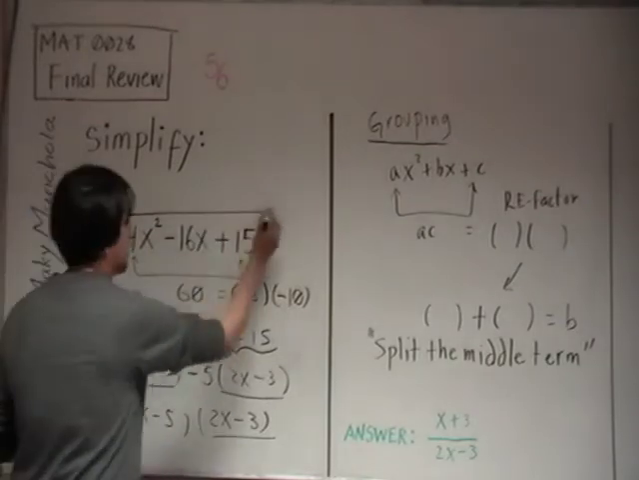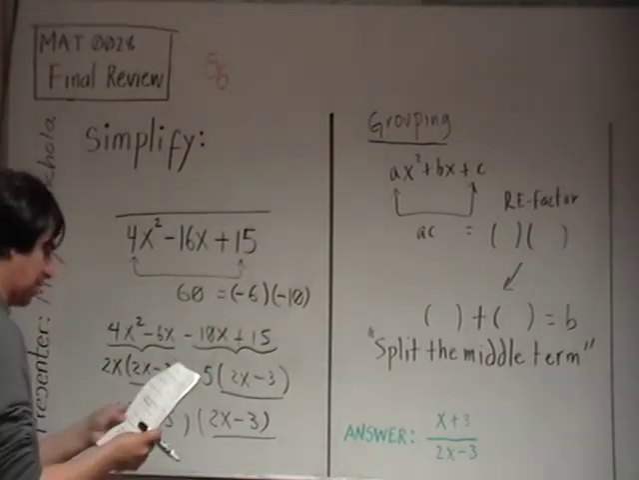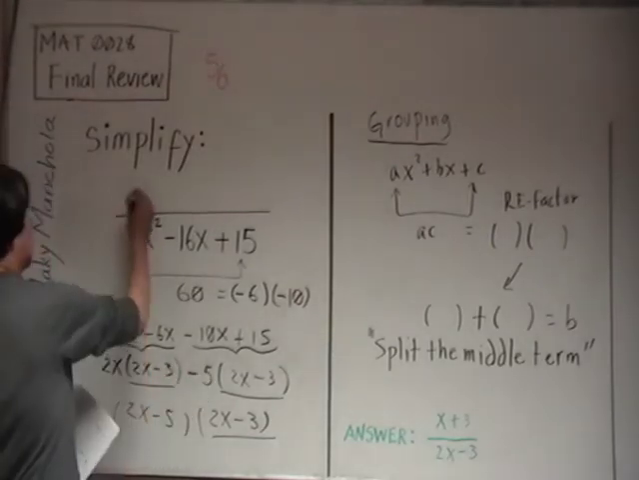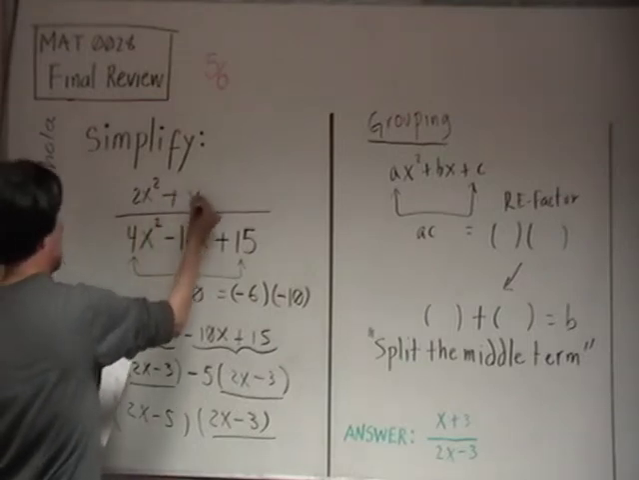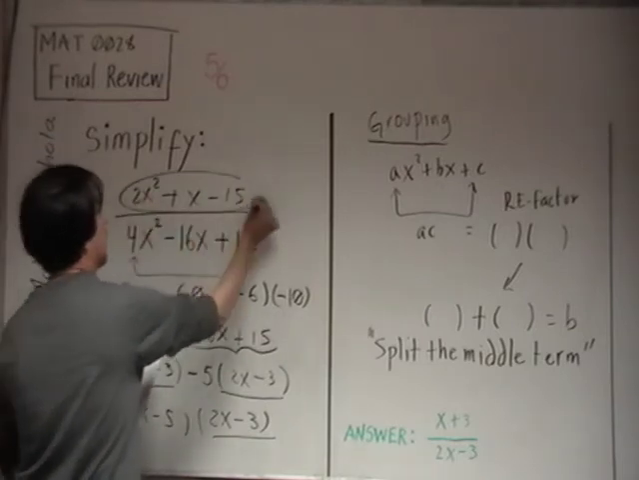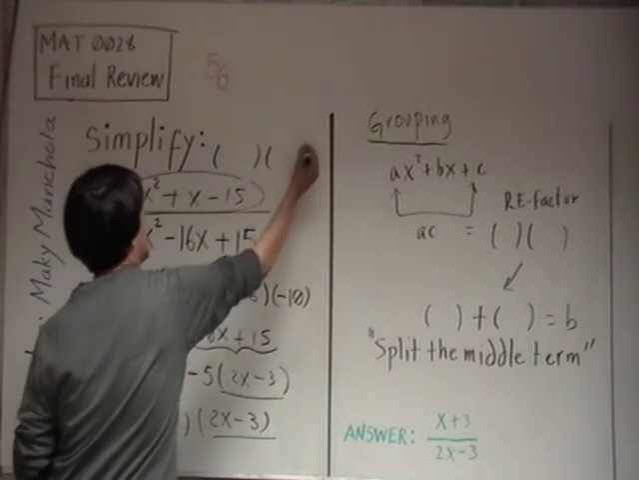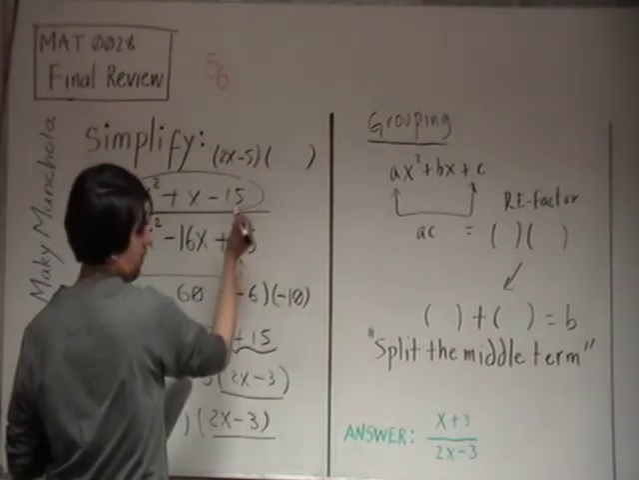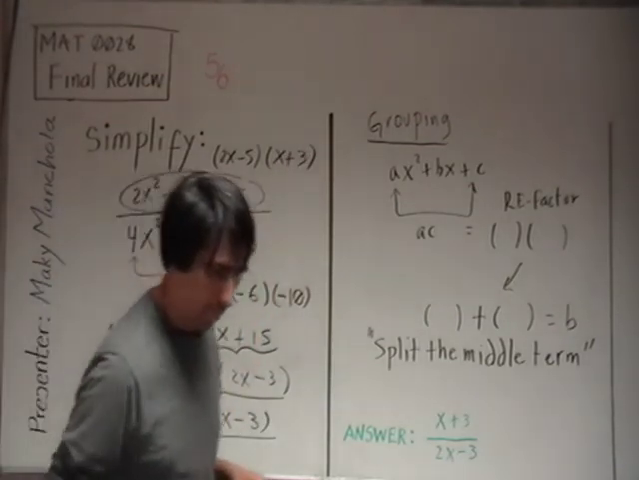The top part can be done the same way. Again, I'm going to leave that to the reader. By using grouping to factor the top portion, you will discover that it is 2x minus 5 times x plus 3. That's all.